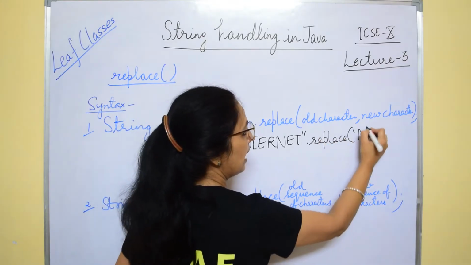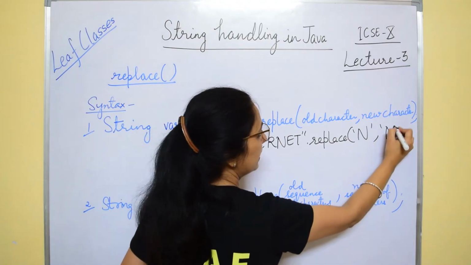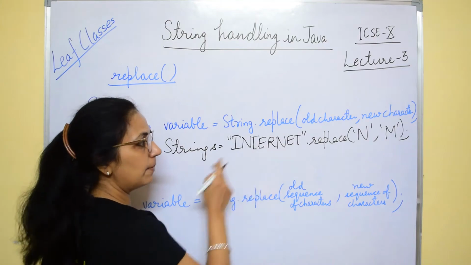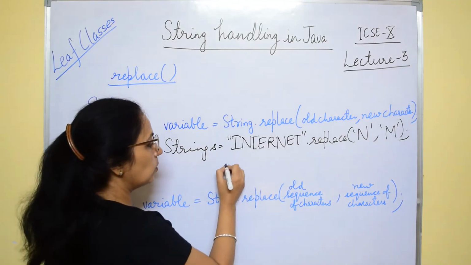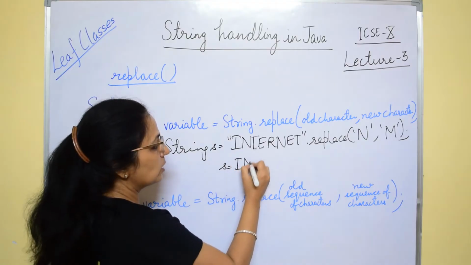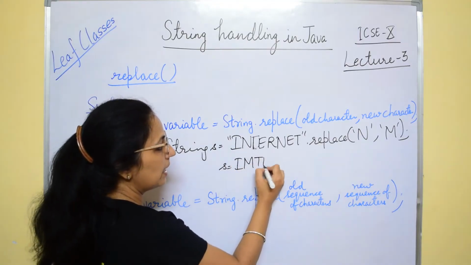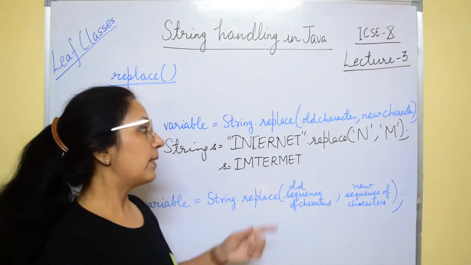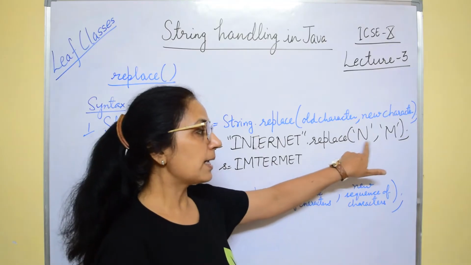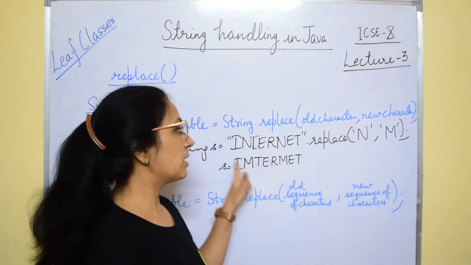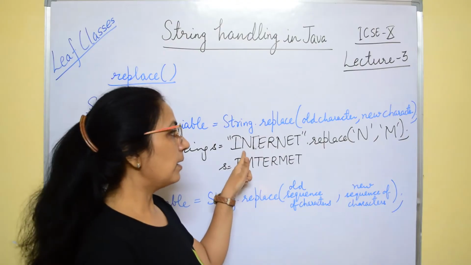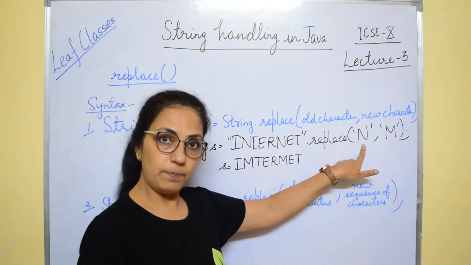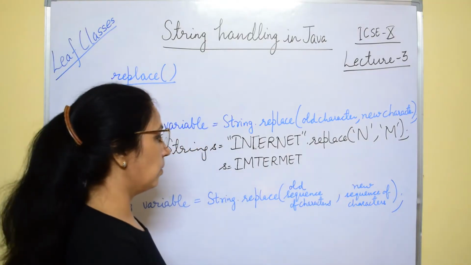Old character, say I want to replace n with letter m. So wherever this n is present in the string, it will replace that with m. So it will be INTERMET. Please note that it replaces the old character with the new character at all occurrences, not only one, not only the last one. Wherever this old character is present, it will be replaced by the new character.